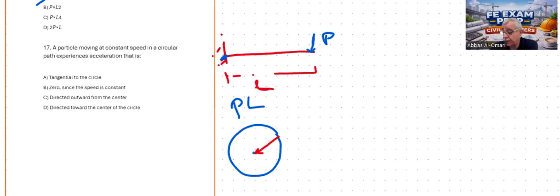So tangential to the circle, 0, since the speed is constant, directed outward from the center, directed toward the center of the circle. So the centrifugal acceleration is directed towards the center of the circle. So the answer is D, directed towards the center of the circle.